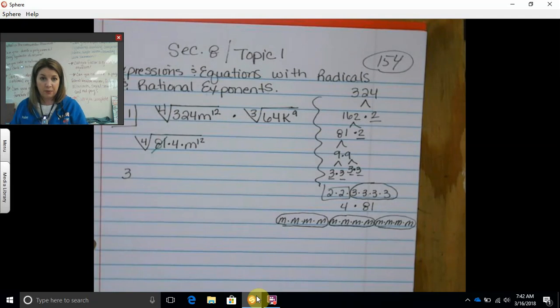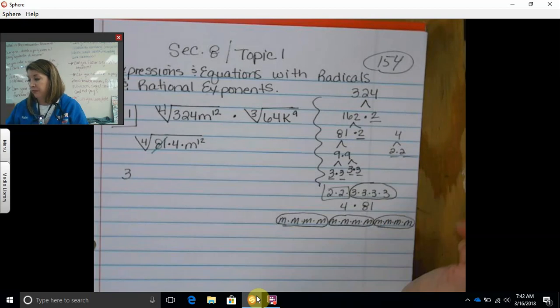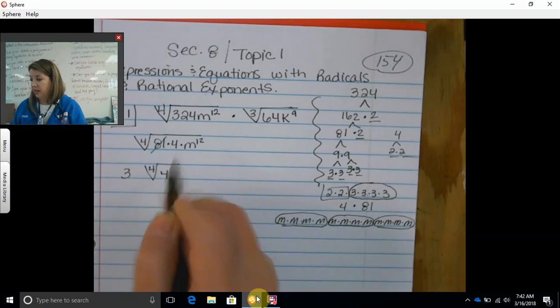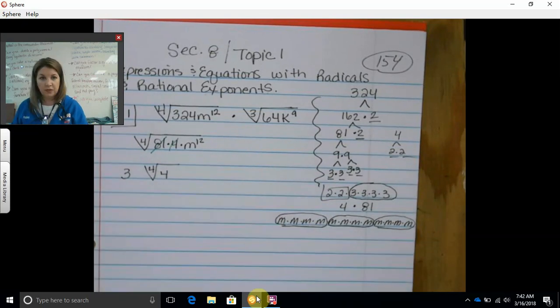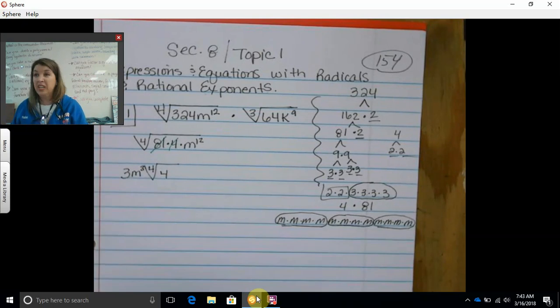Does 4 have a perfect 4th root? No. Some kids say 1, because 1 times 1 times 1 times 1. What is 1 times 1 times 1 times 1? 1, not 4. 4 breaks down to 2 times 2. I've got 2, it's a perfect square, but it's not a perfect 4th root. So since I can't take the 4th root of 4, 4 would stay under the radical. And what did we say the 4th root of m to the 12th is? M cubed. Boom. There's no m's to stay under the radical because it had a perfect 4th root.